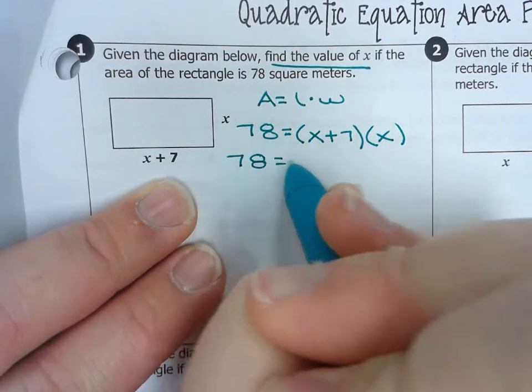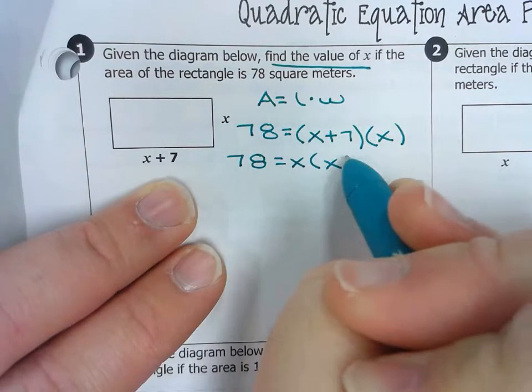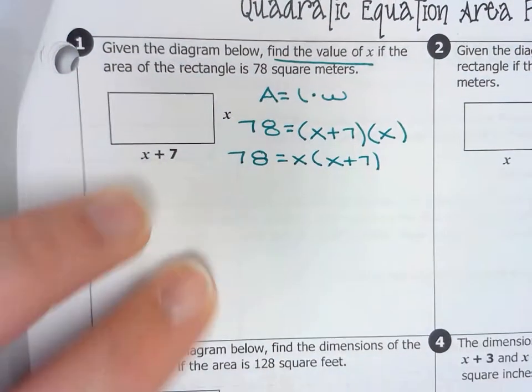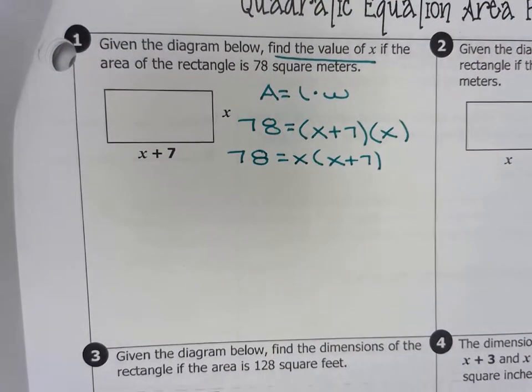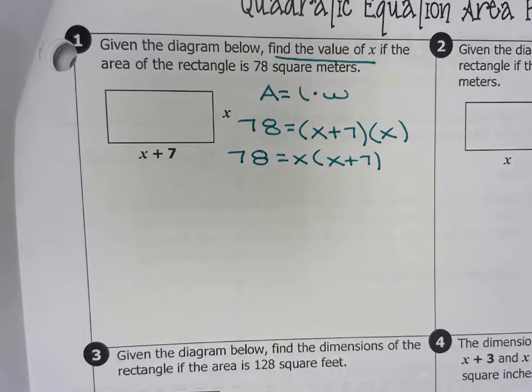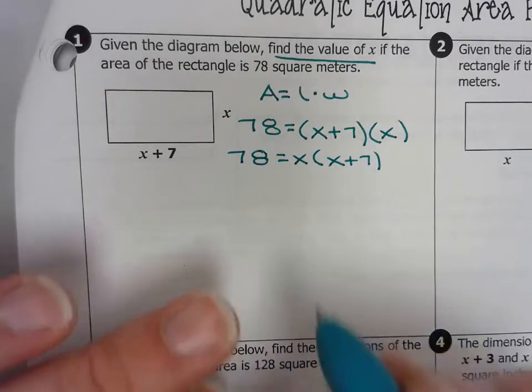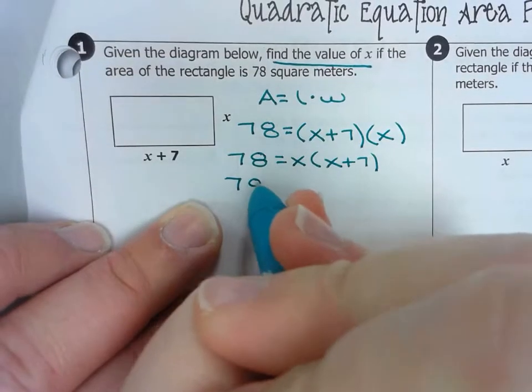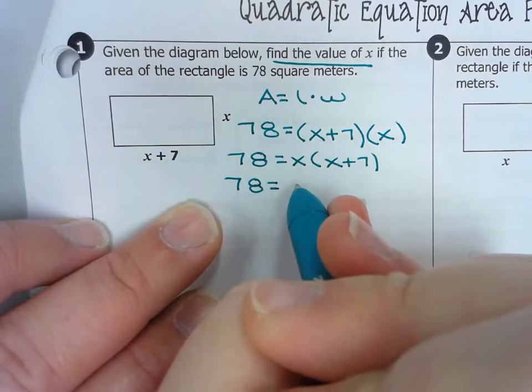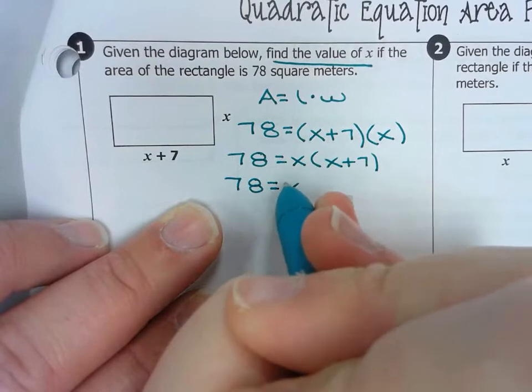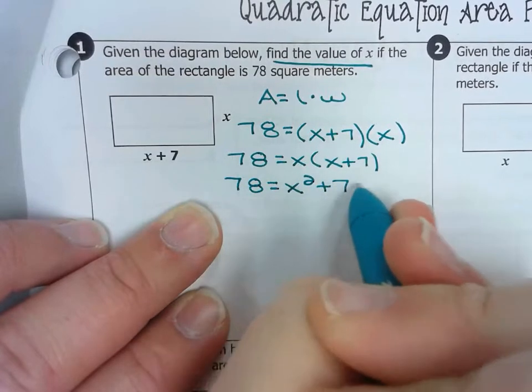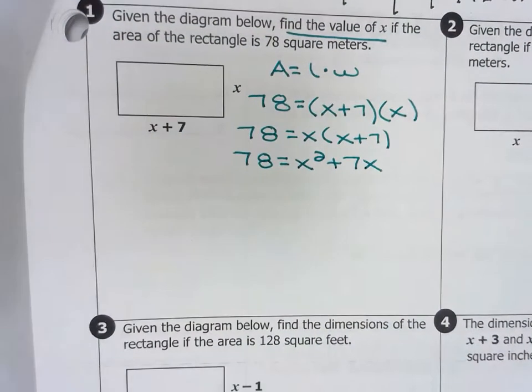Distribute. I can write the x out front if you want to first. It doesn't really matter. I'm multiplying by x. So whether I'm multiplying by x at the end or if I multiply it before the x plus 7, it's the same difference. So if I put it before it, it's a little easier to see I'm going to distribute this. So if I distribute the x, what do I get? x squared plus 7x. So 78 equals x squared plus 7x.